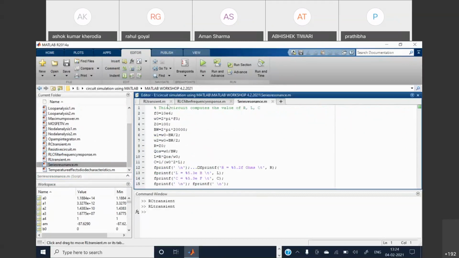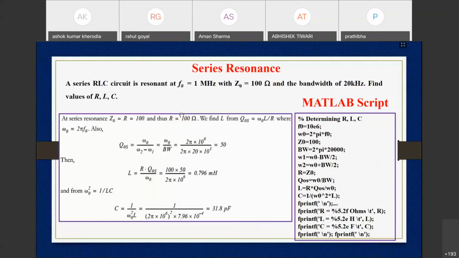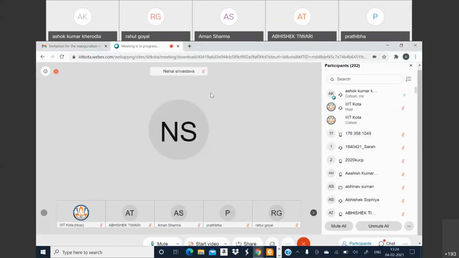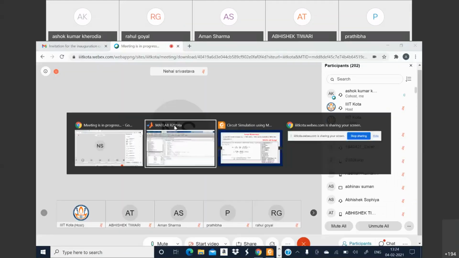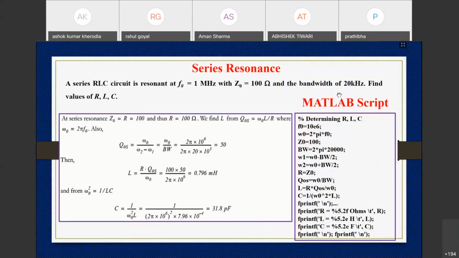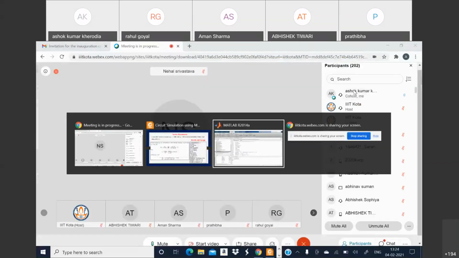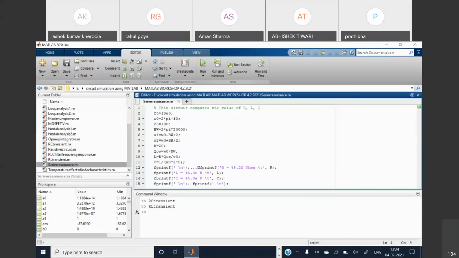See here, this is the circuit. You enter the value of F naught, whatever the value of the frequency, 1 megahertz. Then you compute the angular frequency omega naught, that is 2 pi F naught. Then you enter the value of Z naught. You compute the bandwidth, which is given as 20 kilohertz. In terms of angular frequency, it is 2 pi into F.